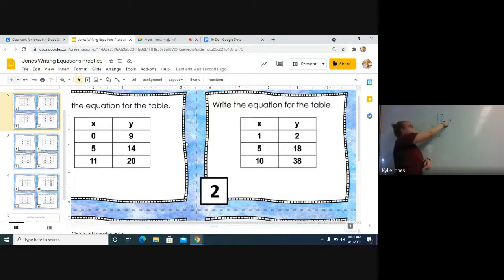What about multiplying by 2? Is 5 times 2 18? No. 10 times 2 38? No, so it's not multiplying by 2. So when that happens, that means that we're going to do some sort of multiplication. So some number times x plus or minus another number. Okay, so it's a 2-step equation, not just 1 step.